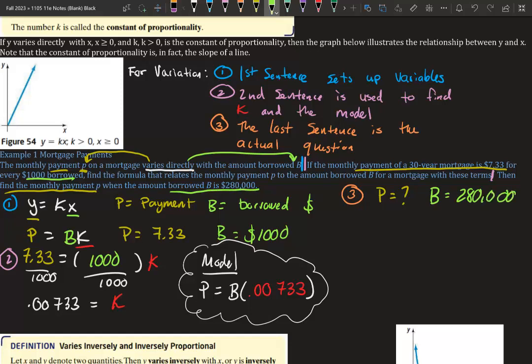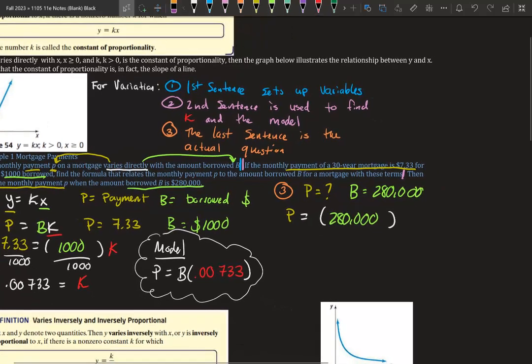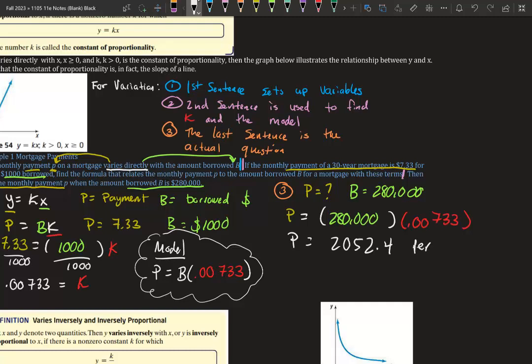Let's plug it into the model. So we have P, which we're trying to find, equals the amount borrowed, which is 280,000, times our constant of proportionality, which is 0.00733. Use your calculator. We get our payment is 2052.4 per month.